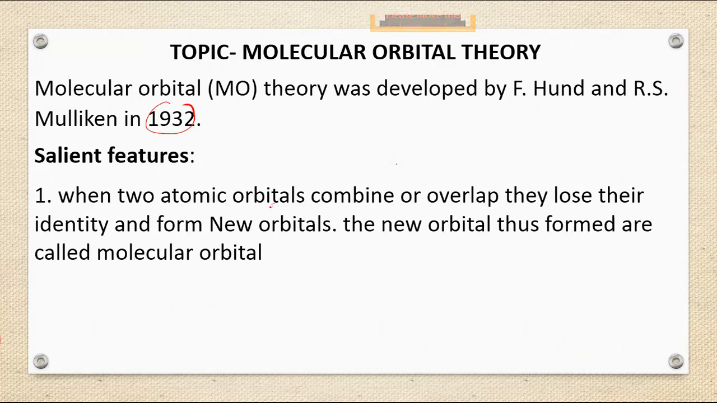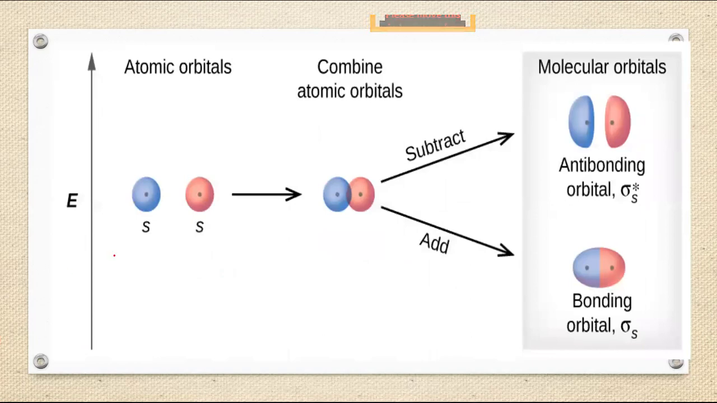When atomic orbitals combine or overlap, they lose their identity and form new orbitals. The new orbitals thus formed are called molecular orbitals. So please remember, dear students, when two atomic orbitals are combined, they overlap, lose their identity, and form molecular orbitals. See here, the atomic orbitals s and s, when they combine, will form molecular orbitals. So the combination of atomic orbitals gives rise to molecular orbitals.